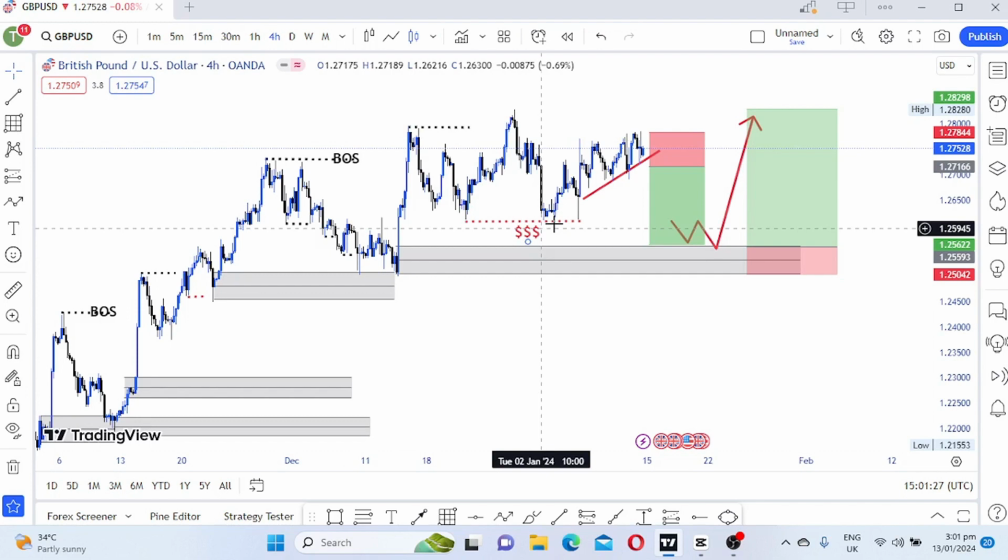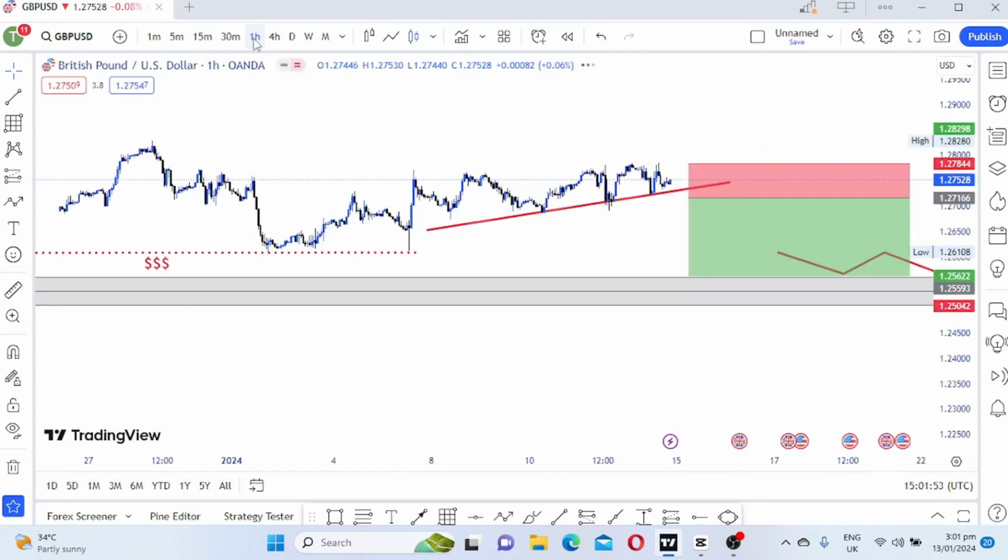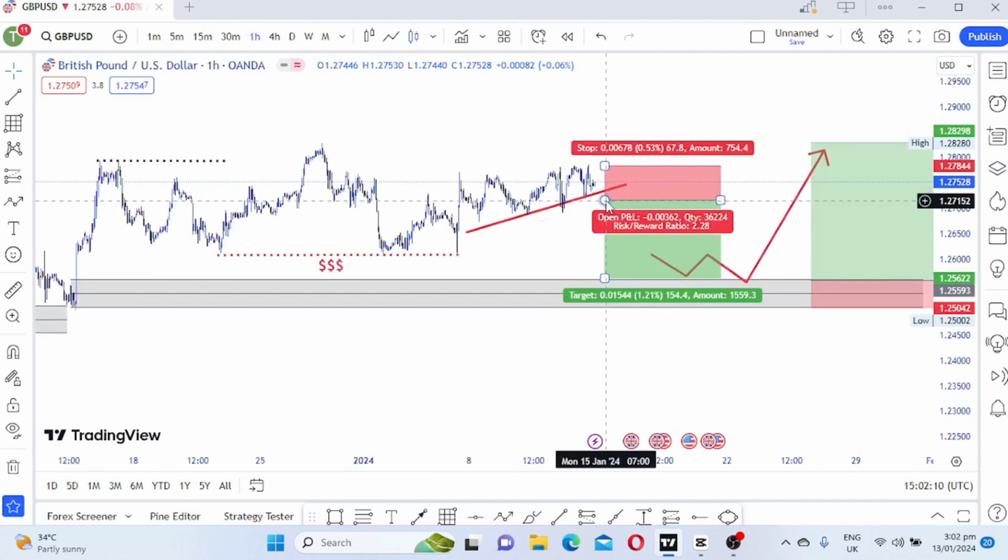Let me just quickly go on H1. As you can see on H1, guys, once we break out of this trend line, once we break this low, then I'll enter aggressively at a short-term sell into this demand zone here, a 1 to 2 risk reward ratio. So my stop loss is quite huge. We put our stop loss here to be safe. So yeah, that is my view on GBP USD, guys.